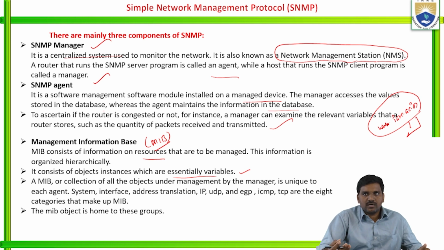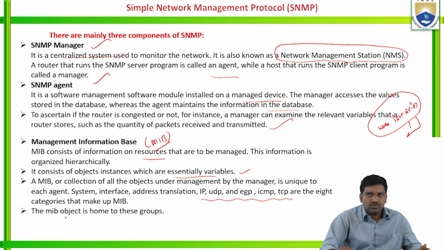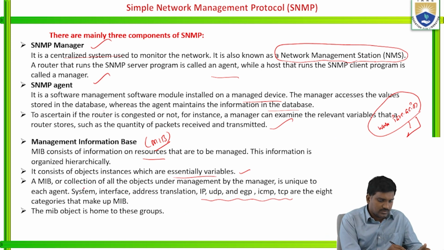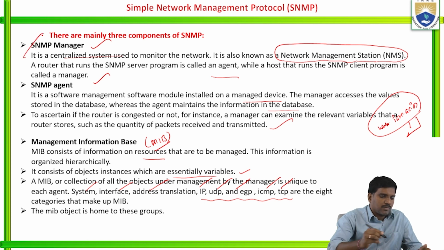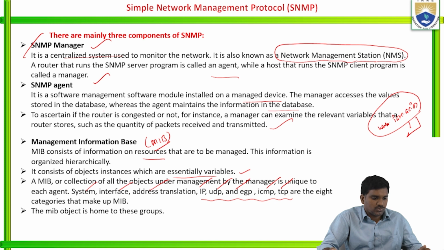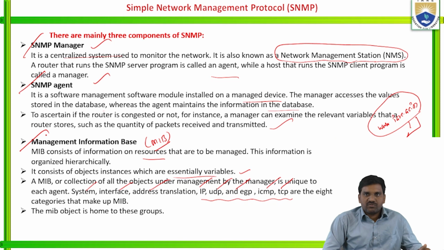IP, UDP, EGP, ICMP. So these are some of the 8 categories of MIB: system, interface, address translation, IP, and so on. So these are the 8 categories of the management information base. So these are the three components of SNMP, Simple Network Management Protocol: SNMP Manager, SNMP Agent, and SNMP Management Information Base.